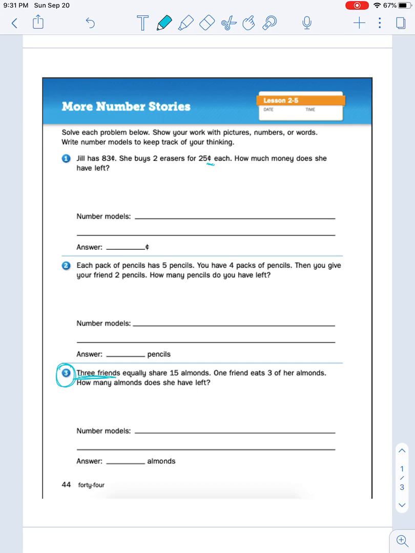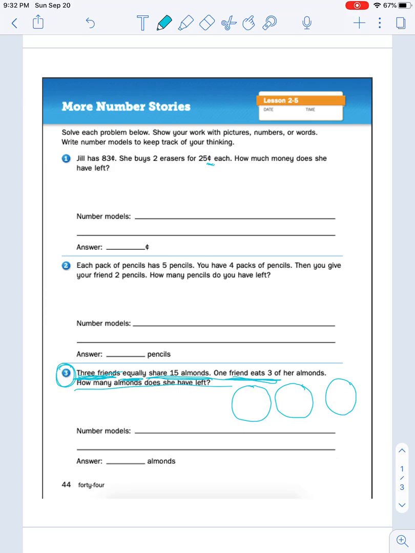Okay, so I know right away, I see the word 3 friends, so that's important. And then I also see that they equally share 15 almonds. That's really important. One friend eats 3 of her almonds. How many does she have left? Okay, so really they're only asking about that one friend, but we need to figure out how many each friend gets in order to figure out how many that one friend has left after she eats her 3, okay? So if you remember with equal groups, we just put our number of groups down, so we know that is 3 because we're sharing them among 3 friends. So put 3 down. And then I have 15 almonds.